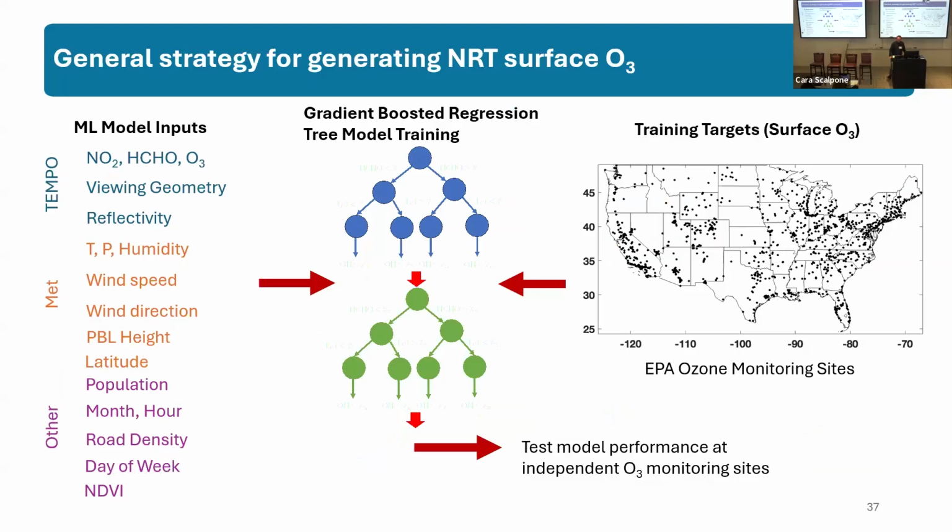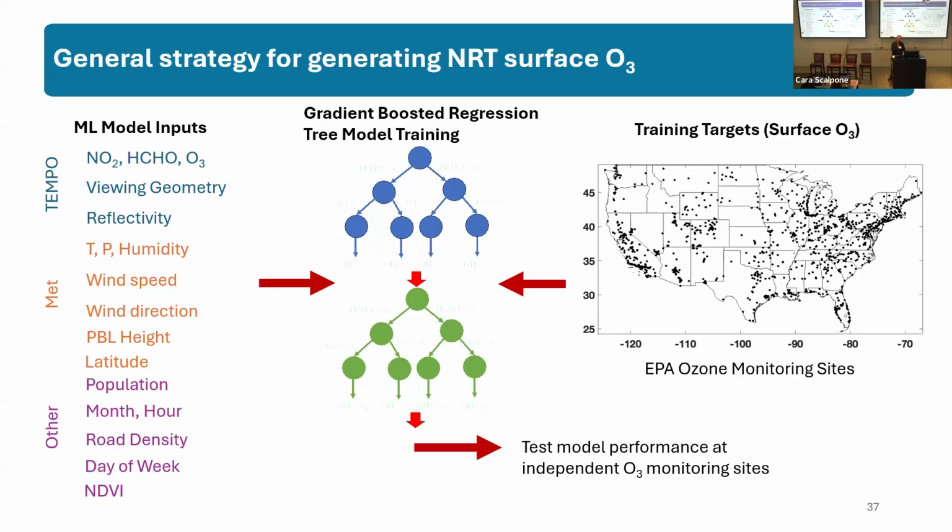So this is just meant to give you an idea of the sort of data that we're using to build our model. I'm not going to go into too many details here, but the general idea is that we have all of these observations at surface ozone monitoring sites from the EPA network. So we can take a subset of those observations and train a machine learning model on those observations to be able to predict ozone at those sites, and then apply that model more broadly. So those are the sites that I'm using for training at the moment.